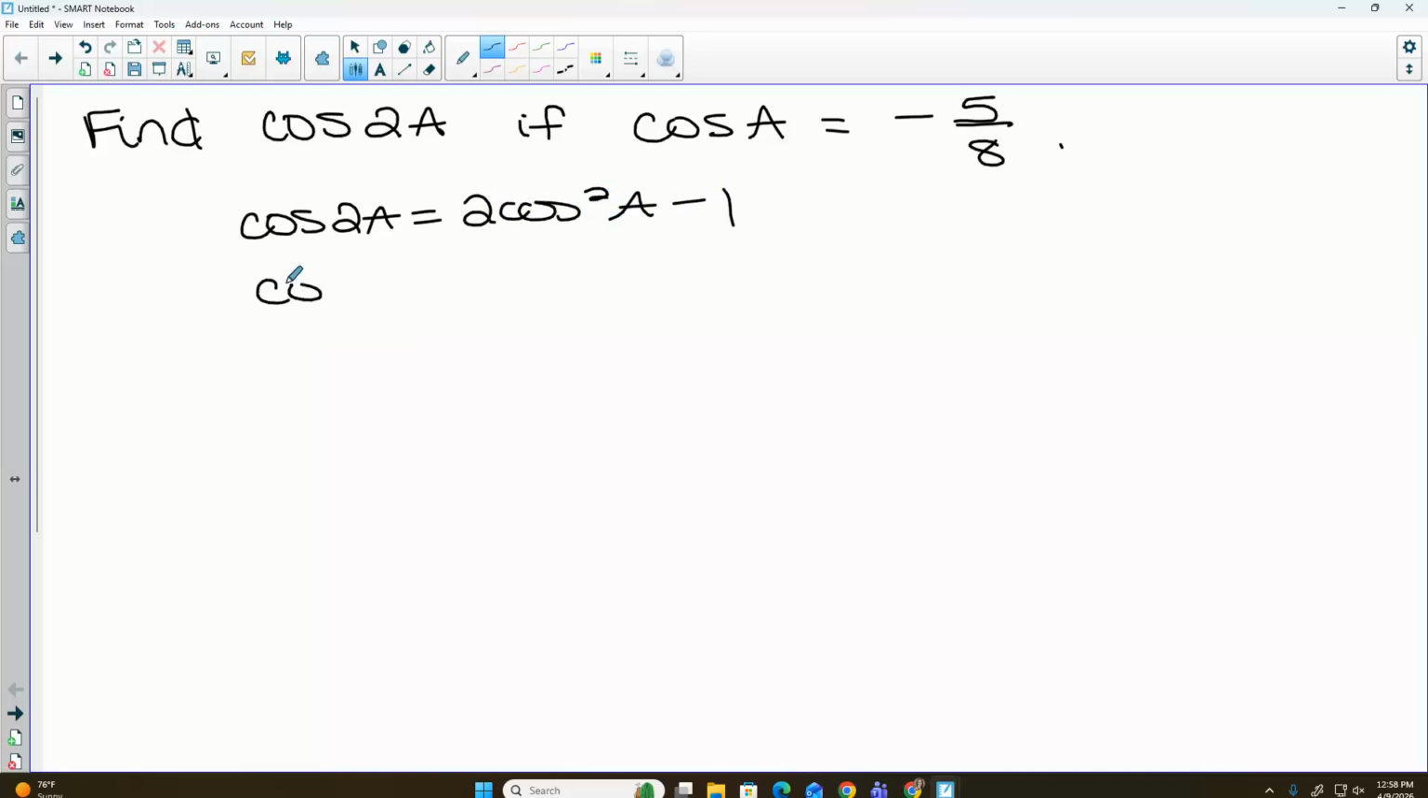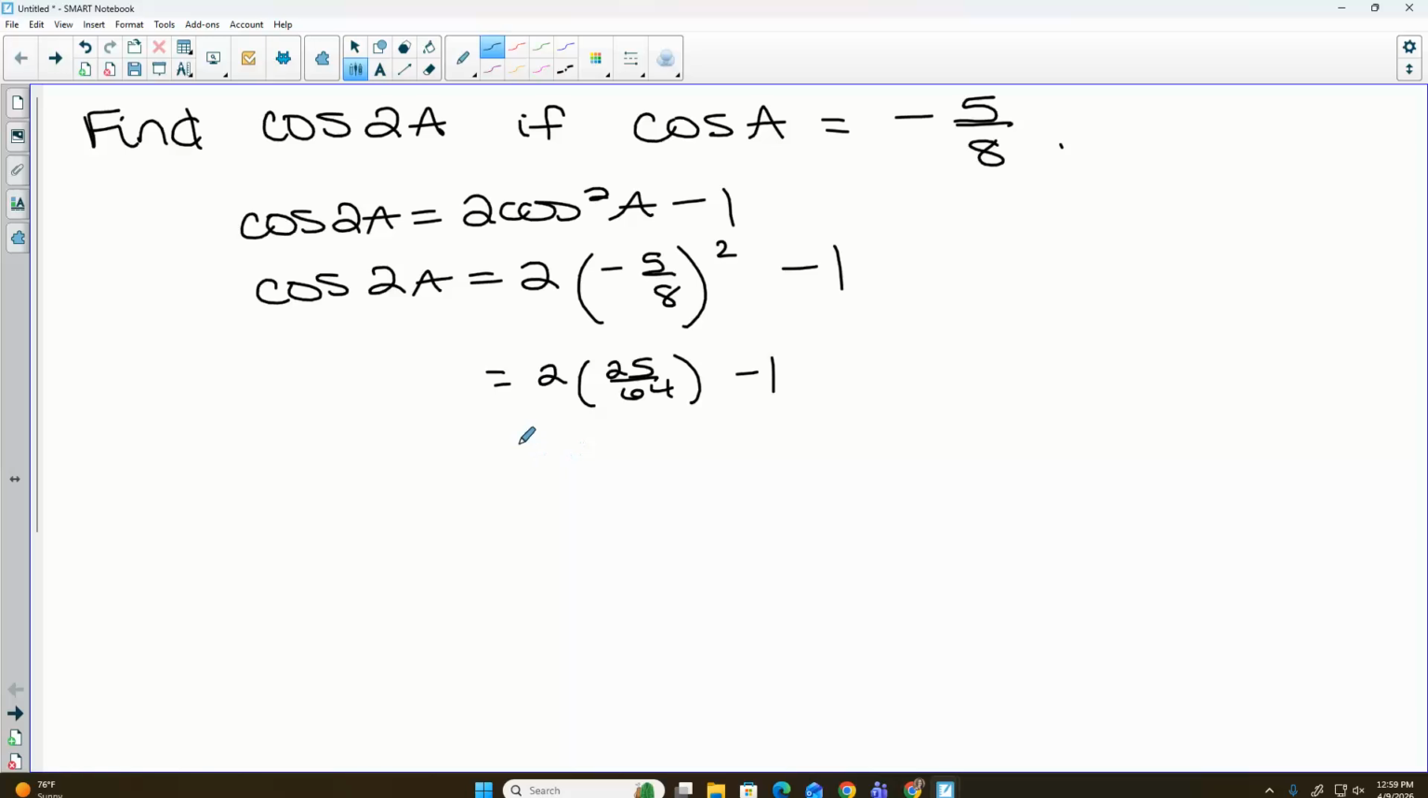All right, so then I can plug in. My cosine of A was negative 5/8 squared minus 1. Square, multiply by 2.